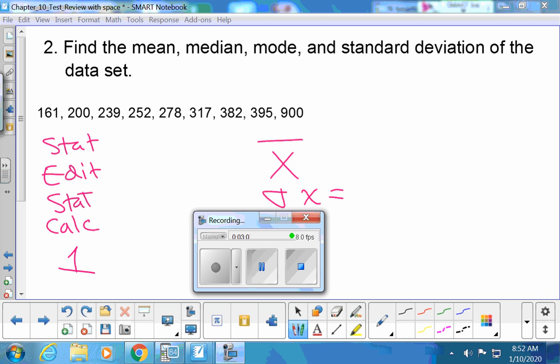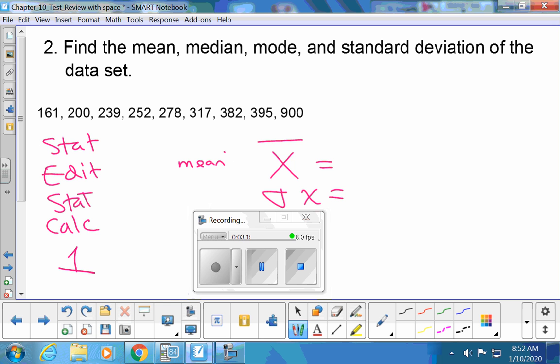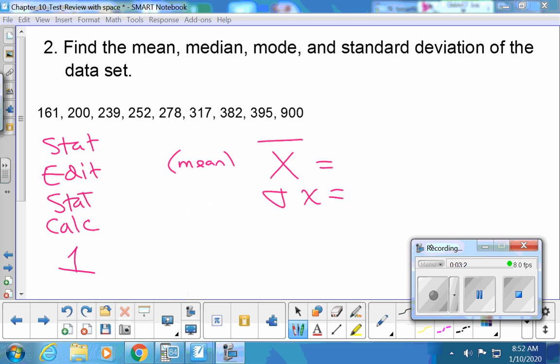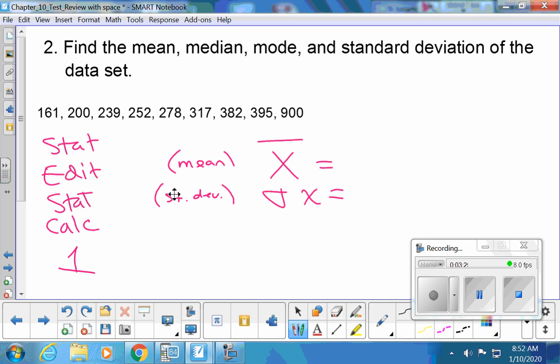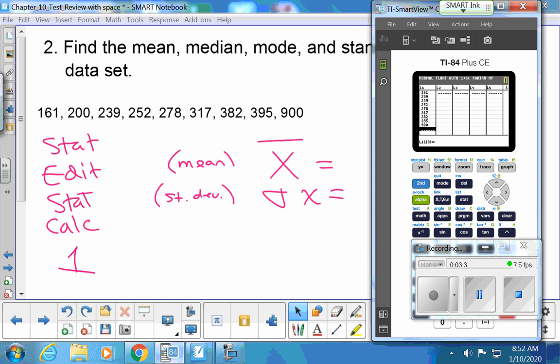So some of you have already done the stat edit, stat calculate 1, and I was just telling you guys it's going to give you a ton of information. In fact, probably more information than you even need. But the mean is going to be x bar. This is mean. And then the standard deviation is going to be this, I don't know if that's called a sigma. I forget what the Greek letter is, but it looks like that. And that's going to be the standard deviation. So let me do it on my big calculator so you can see.